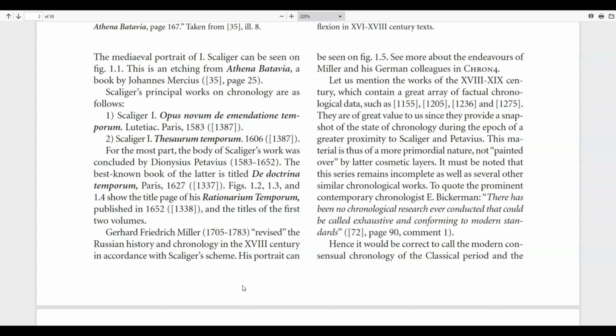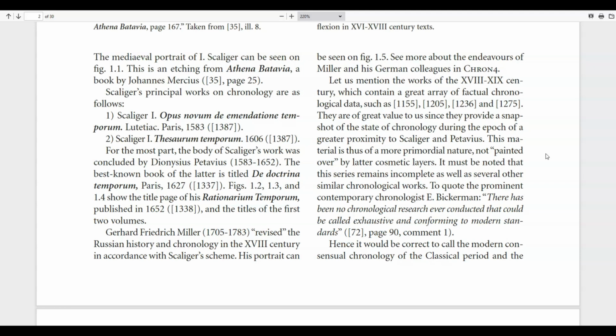Gerhard Friedrich Miller revised the Russian history and chronology in the 18th century in accordance with Scaliger's scheme. And now let us mention the works of the 18th and 19th century, which contain a great array of factual chronological data. They are of great value to us since they provide a snapshot of the state of chronology during the epoch of a greater proximity to Scaliger and Petavius. So this material is thus of a more primordial nature, or it hasn't been tainted as much.